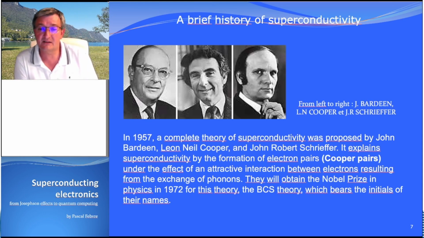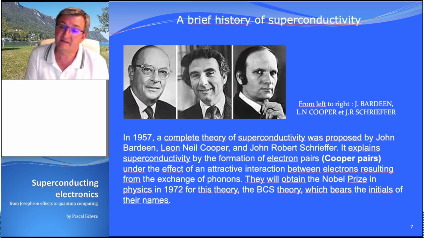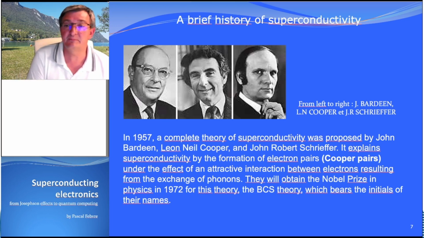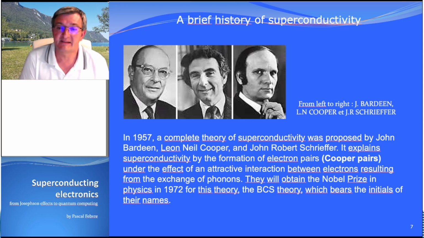In '57, in fact, they succeeded in understanding, at a microscopic scale, what superconductivity was, and for this they obtained a Nobel Prize in 1972 for this theory, which is called the BCS theory, from Bardeen, Cooper, Schrieffer, the initials of their names. So that's not a simple theory, and I'd like to emphasize that between the discovery of superconductivity and the understanding of superconductivity, more than 40 years passed, right?